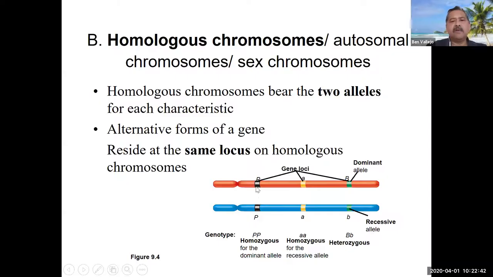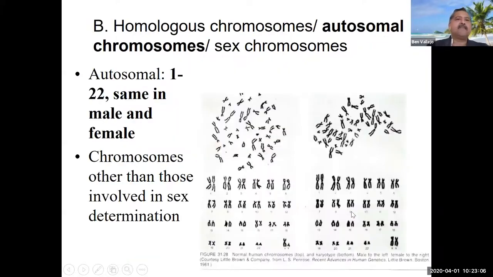This is homozygous dominant for this gene. This is homozygous recessive for this gene because you have two copies of this gene, one on each homolog. That's a recessive form. Now, in this case, this is where you have a heterozygote that has one of each of the two different types of alleles. One is dominant and one is recessive.